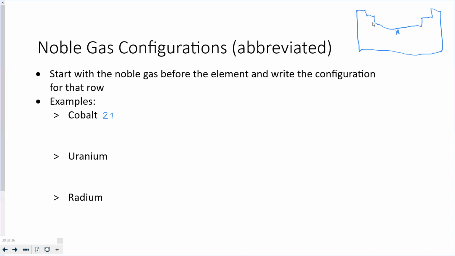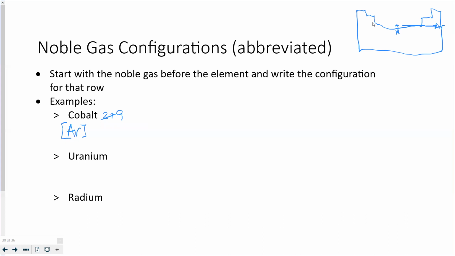We want the noble gas before cobalt. So you want to go up one row and all the way over to the noble gases, all the way to the right. Cobalt is on the 4th row, so go up to the 3rd row and all the way to the right. That is the noble gas argon, which is number 18. So we can write the symbol for argon in brackets, and that accounts for 18 of our 27 electrons. So then we only have 9 left that need to be placed.